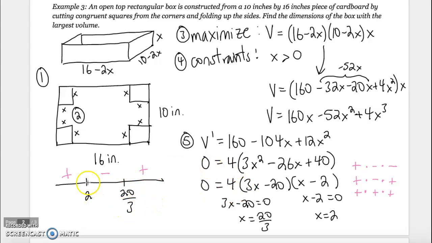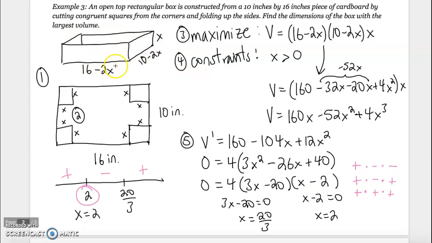All right, so then looking at our options here, I want to maximize volume. And so between 2 and 20/3, 2 looks like a local maximum, whereas 20/3 looks like a local minimum. So we're going to go with 2, actually, as our x coordinate. Now, we don't want to find just x, right? X equals 2. What you actually want to find are the dimensions of the box with the largest volume.